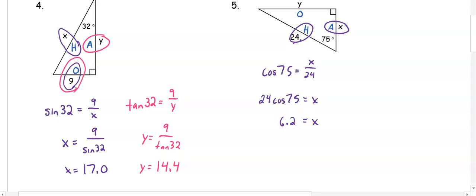When we go to solve for y, we're still using the hypotenuse because it has a number and the opposite side, so this is sine. The sine of 75 equals y over 24. We are going to multiply 24 sine of 75 equals y. So y equals 23.2.